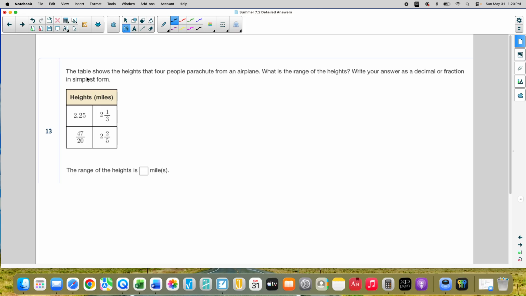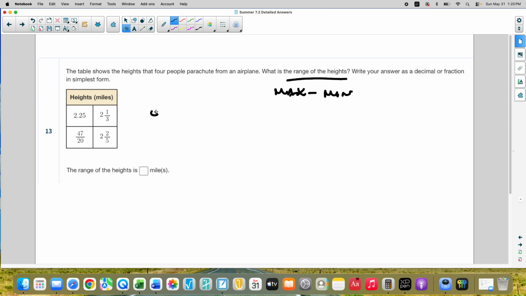And this, what? Table shows the heights. Oh, that 4 people parachute from. Okay, sorry. These are 4 different individuals. Got it. 4 different individuals in 4 different formats. We have a decimal, we have a mixed number, we have an improper, we have another mixed number. So when we take the range, you're taking the max minus the min, the maximum value minus the minimum, and they want to see if you understand which of these values is the largest.